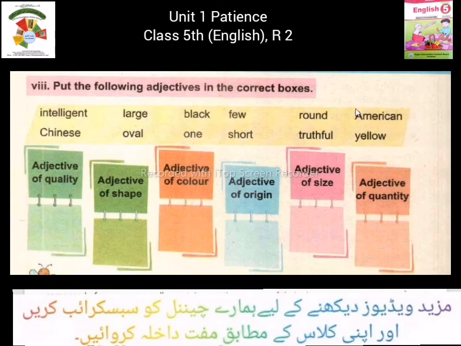Next is adjective of shape. So we have oval, round. These are adjectives of shape. Next is adjective of color. So black and yellow. These are adjectives of color. Next is adjective of origin. Chinese, American. These are adjectives of origin. Next is adjective of size. Short and large. These are adjectives of size. Next is adjective of quantity. That is one or few. Okay.